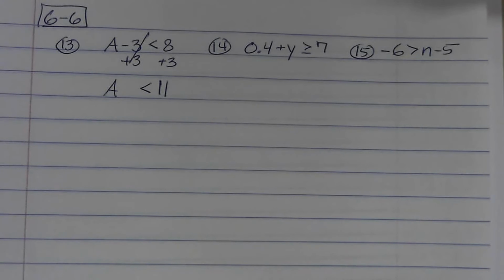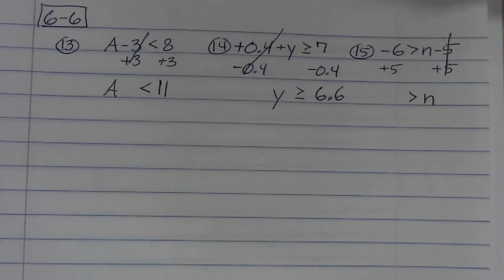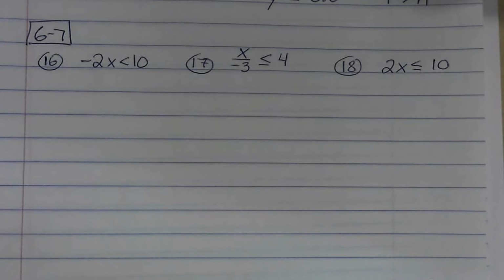For number 14, on the side with the variable, the left, I have a 0.4. Since there's nothing that precedes it, I know it's positive. The opposite, minus 0.4. 7 minus 0.4 is 6.6. For problem 15, the opposite of minus 5, plus 5. Negative 6 plus 5 is negative 1.